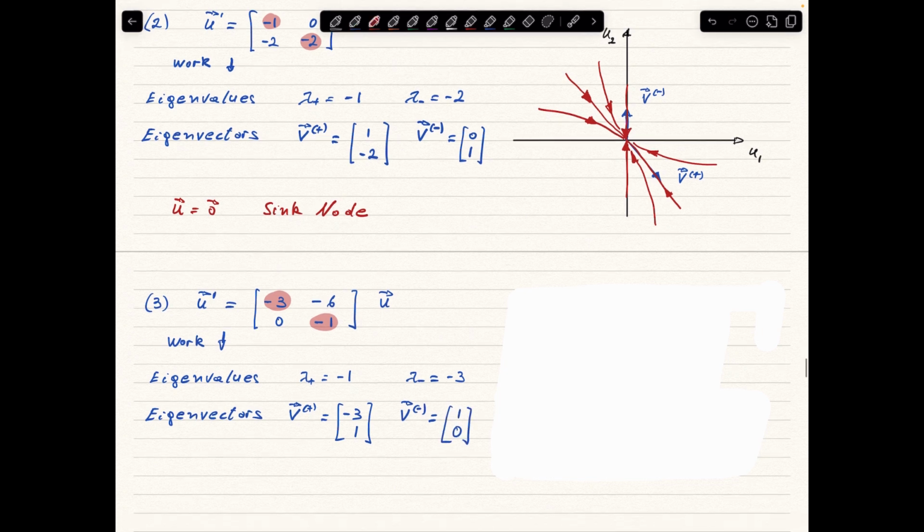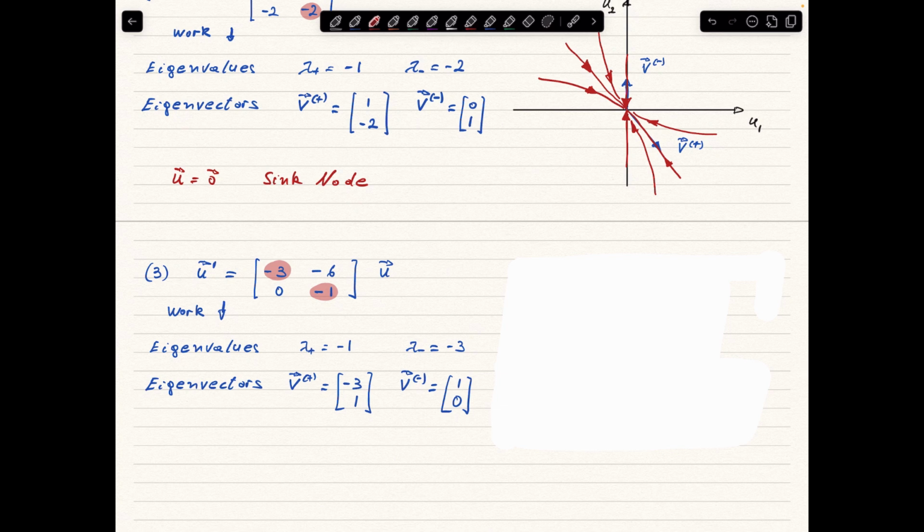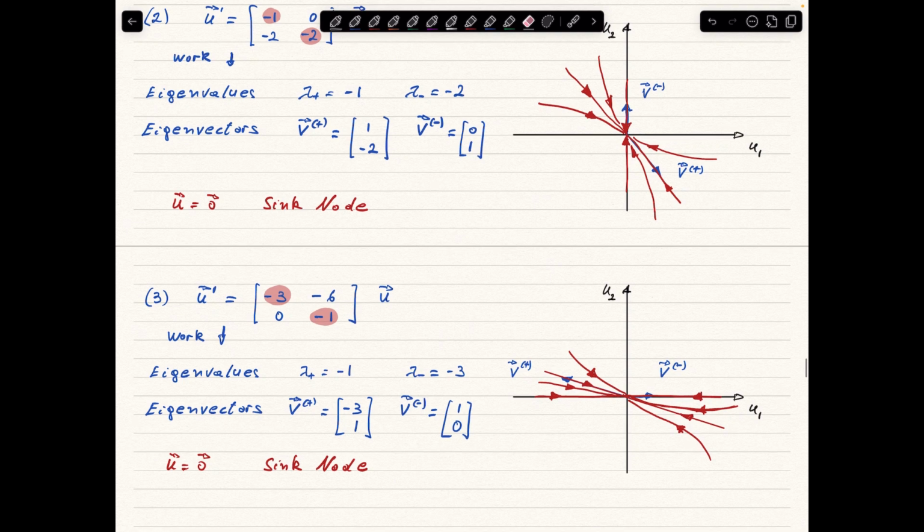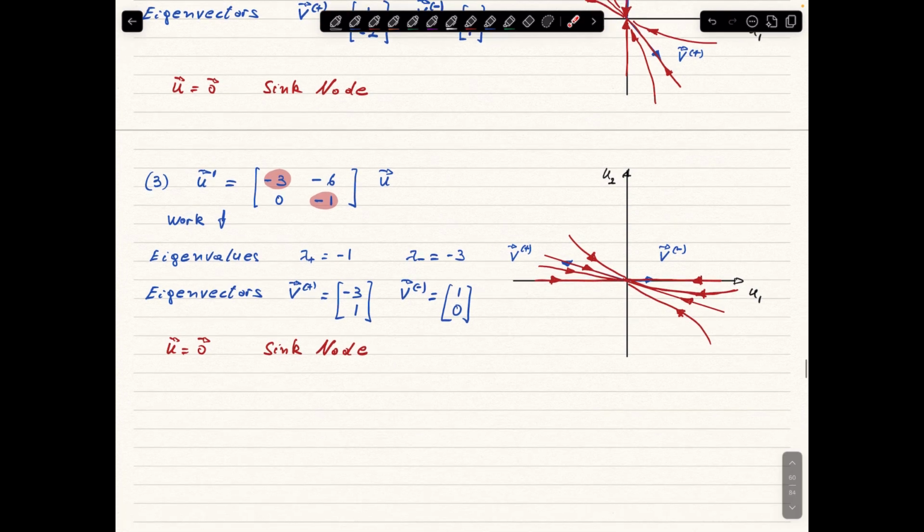So what happens with the solution u equals 0 in this case? Well, the trivial solution is now one more time a sink node, because both eigenvalues are negative. But it looks a little bit different from the other sink node because the eigenvectors are different. So now v minus is horizontal and v plus is this weird one, 1 up vertical, 3 negative, so it's even more slanted than this one. So that is how this sink node looks.